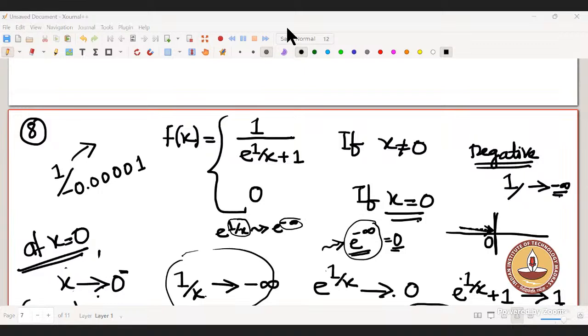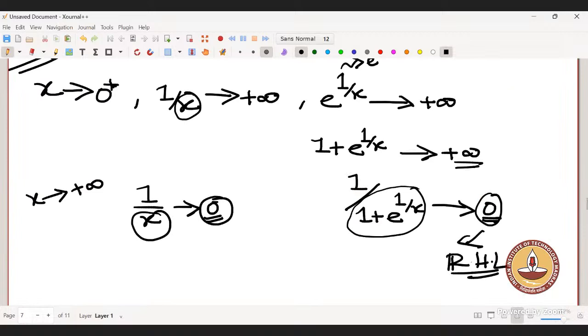Okay, anything else? Yes, sir. One more doubt I have. What is that? 8.1 question number 6. How do we have to reach the function? What is a function? Then we are talking about continuity.